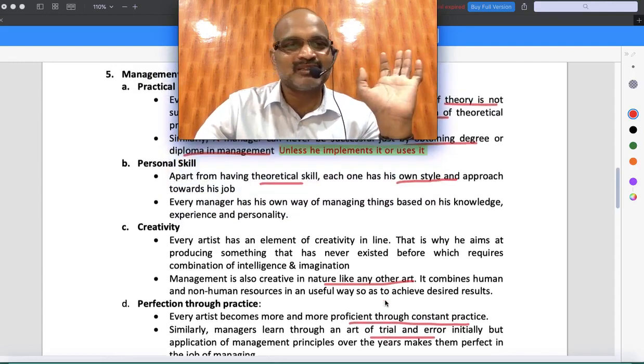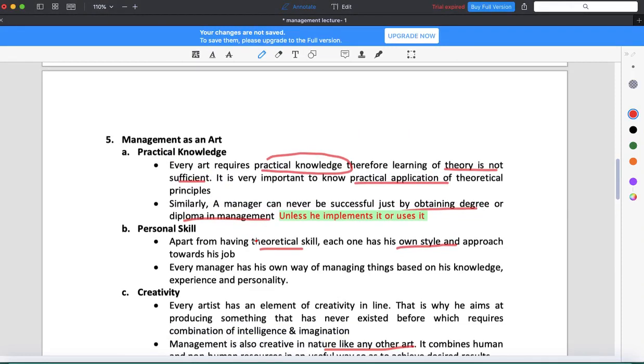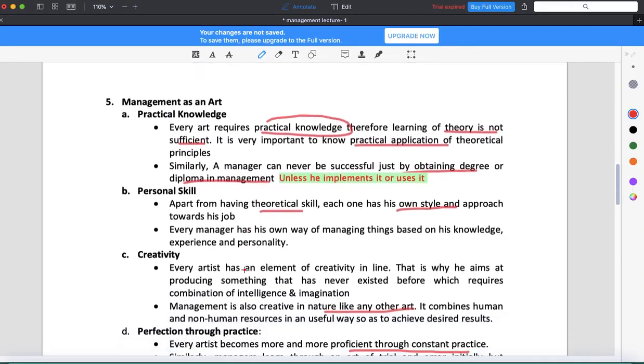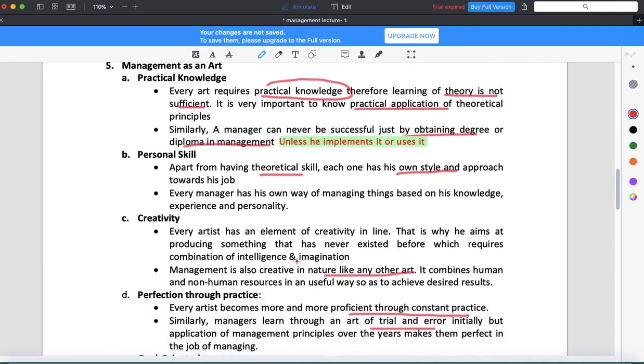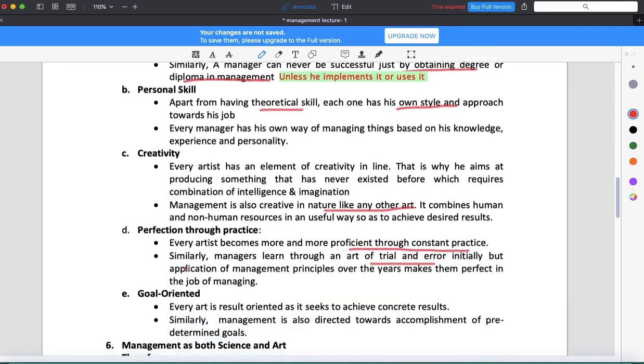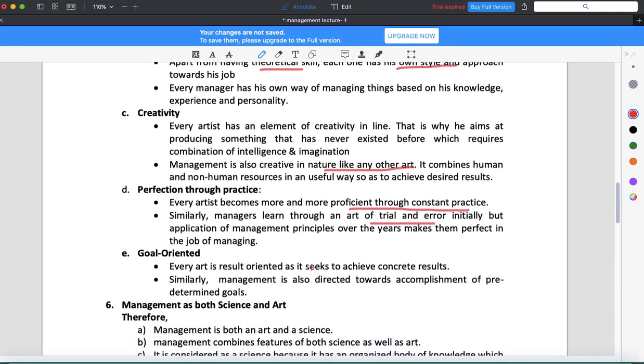Okay, look at this once, please, all of you. I say, just like art requires practical knowledge, a manager should have practical knowledge. Just like artists need skill, every manager should have his own skill. Just like artists should be creative, new in nature, a manager also should be creative while using resources. Just like an artist does a lot of practice, a manager also has to do a lot of practice. Just like an artist has a goal to achieve, a manager also should have determined goals. Then only can we say that it is art.